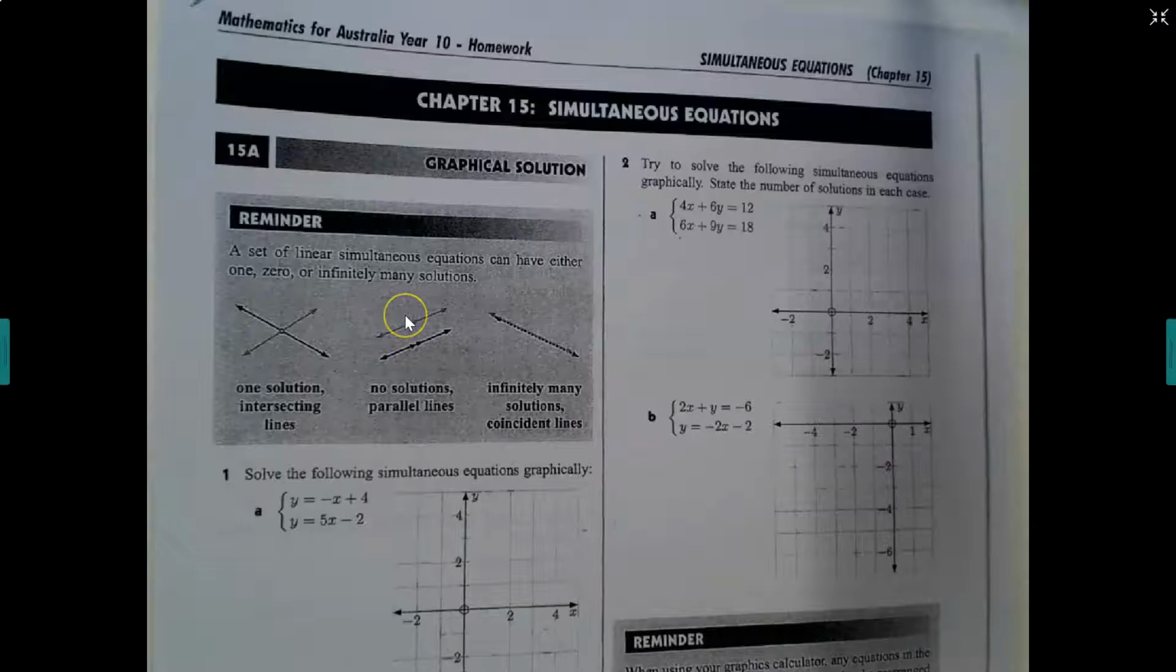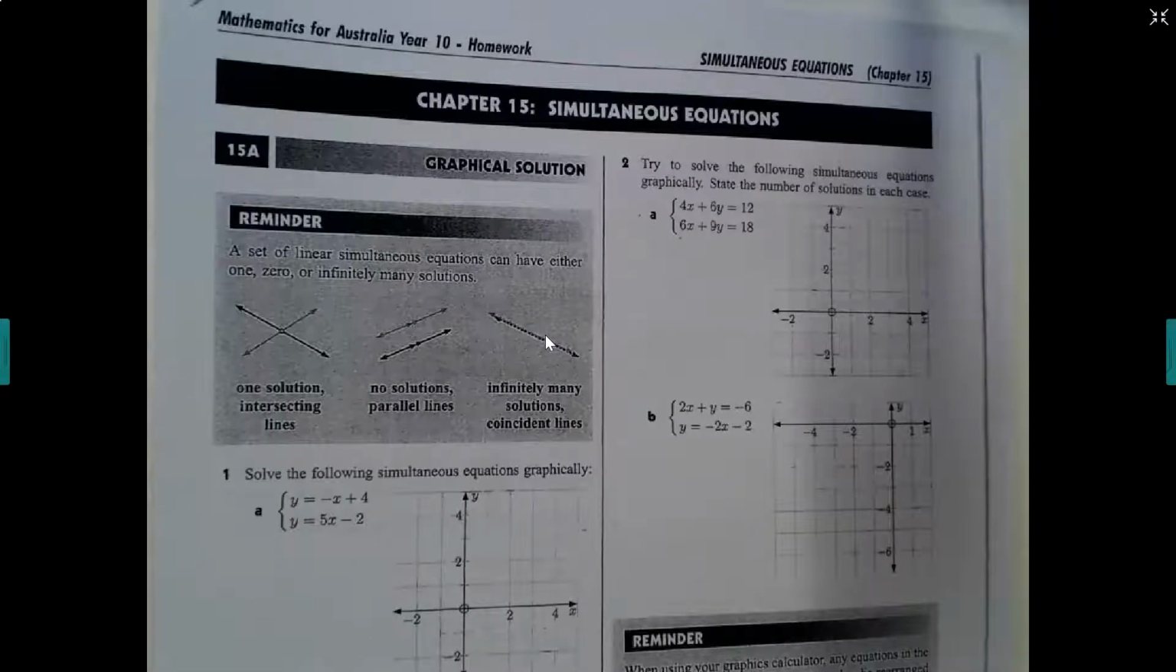There's also the scenario where we have no solution. If you consider two parallel lines, they will never touch each other. What do we know about the slope of two parallel lines? They're the same. So when we have parallel lines, they will never intersect each other, and therefore there'll be no solutions to that equation. And then the final scenario is that there could be an infinite number of solutions.